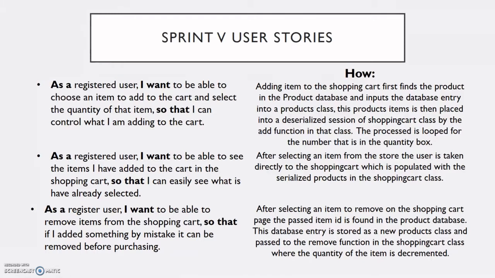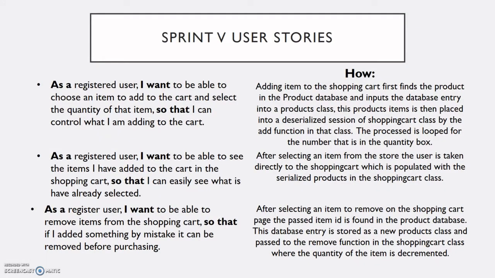Second child user story. As a registered user, I want to be able to see the items I have added to the cart in the shopping cart so that I can easily see what I've already selected. How we're doing this is after selecting an item from the store, the user is taken directly to the shopping cart, which is populated with serialized products in the shopping cart class.